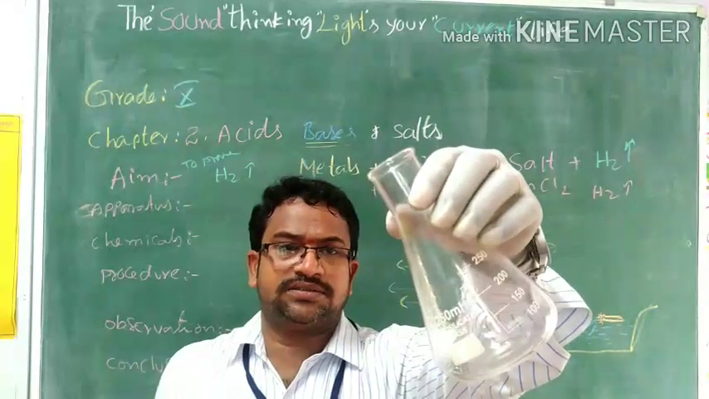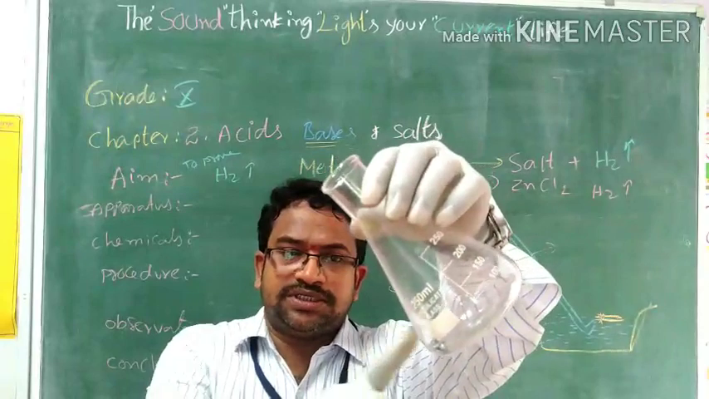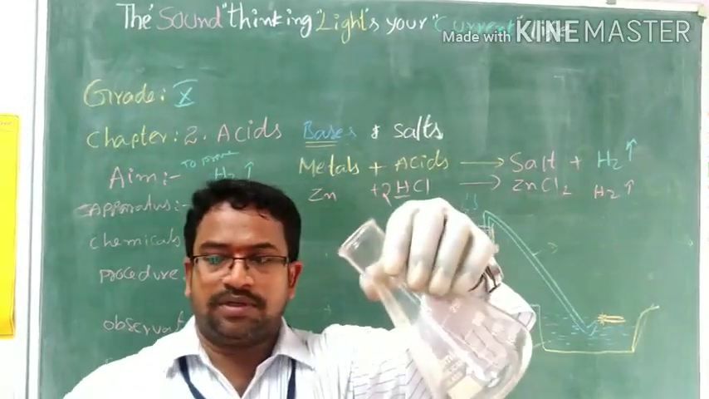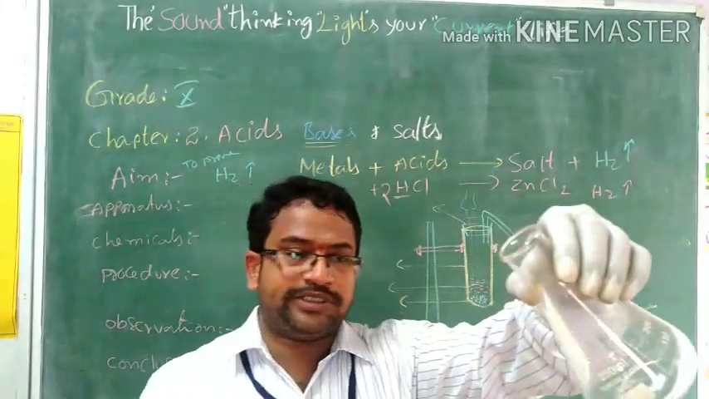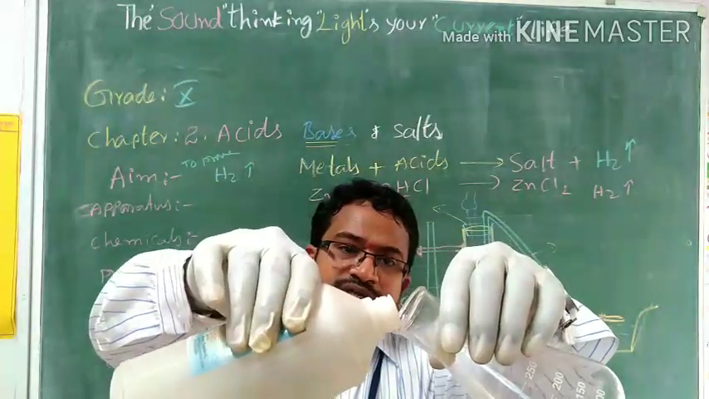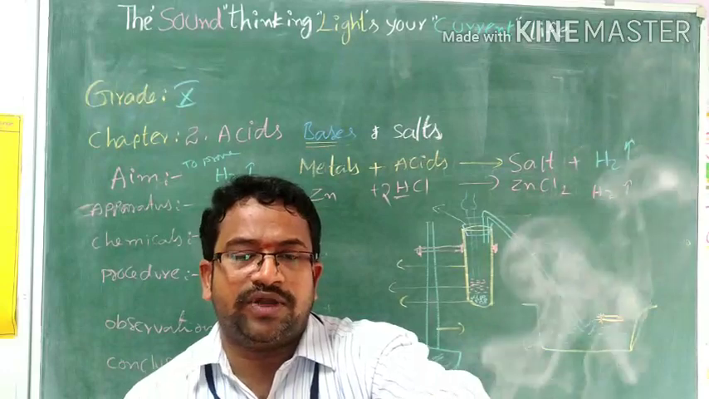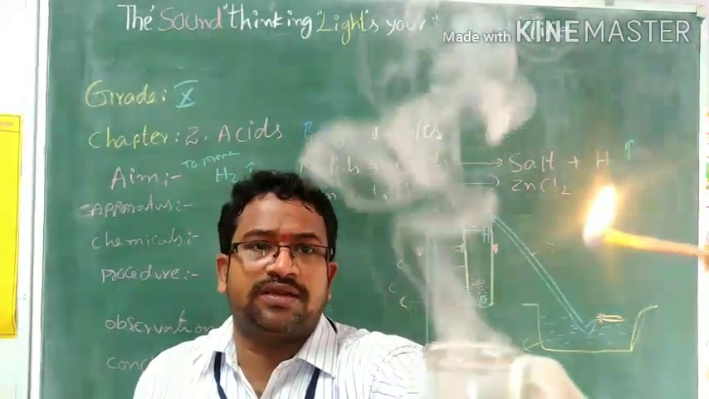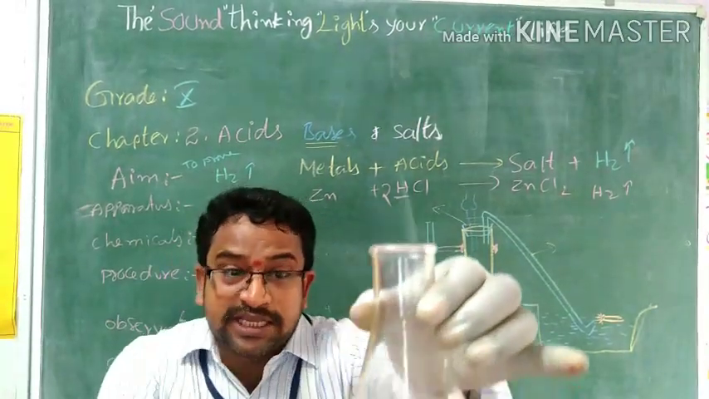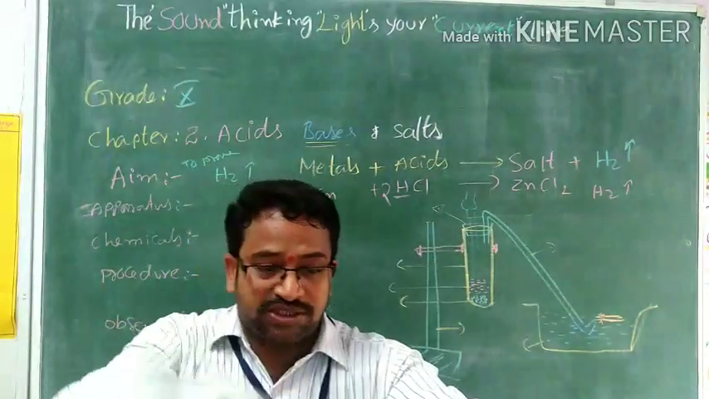In this conical flask I am going to take some zinc granules. Zinc is a metal. And I am going to add hydrochloric acid to this. It is a fast reaction, so immediately the hydrogen gas is evolved. When the burning splinter is introduced there, it will give the pop. And the gas burns with a blue flame in the interior. You may see the blue flame is there. That is the test of hydrogen.